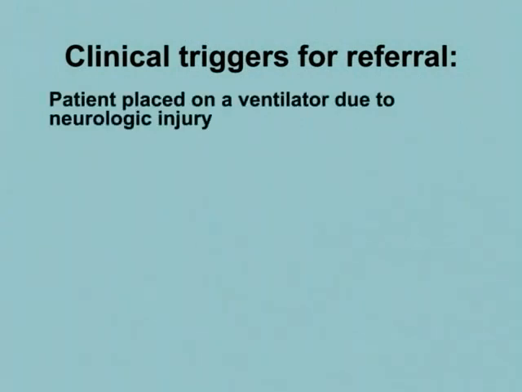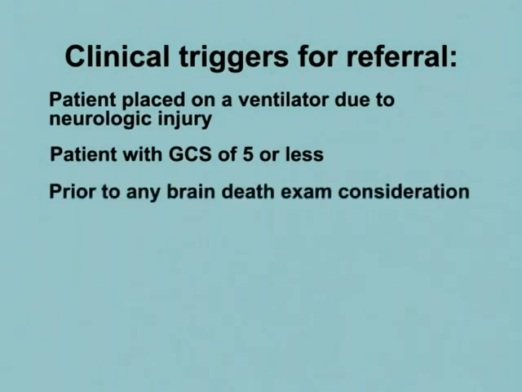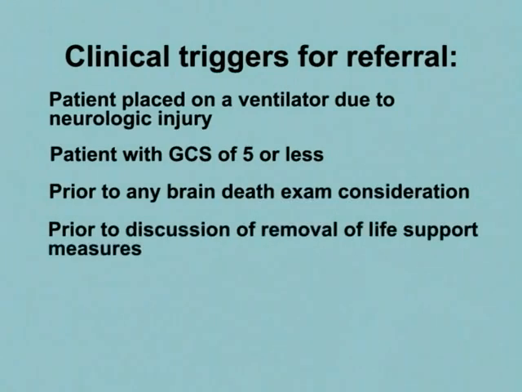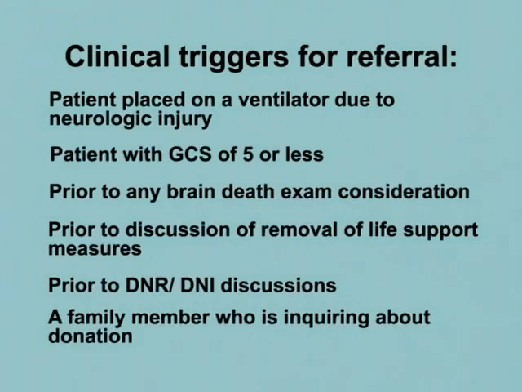One common misconception is that the organ procurement organization should be notified once brain death is determined. Actually, New Mexico Donor Services should be contacted way before this point. The clinical triggers for referral should be made to New Mexico Donor Services for any patient who meets any one of the following criteria: a patient placed on a ventilator due to neurologic injury, a patient with a Glasgow coma score of 5 or less, prior to brain death exam or apnea test consideration, prior to the discussion of removal of life support measures or withdrawal of care, prior to do not resuscitate or do not intubate discussion, a family member who is inquiring about donation.